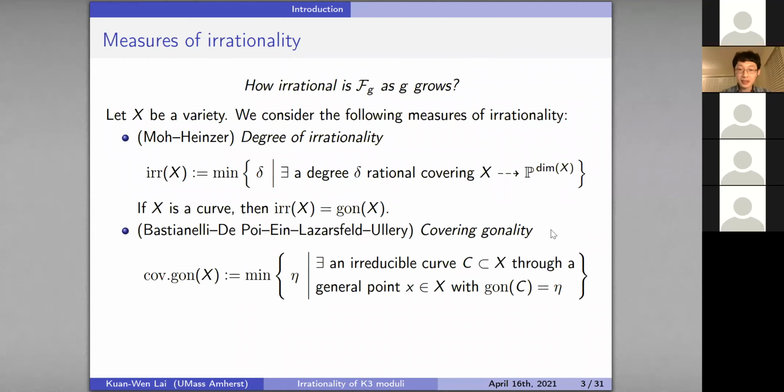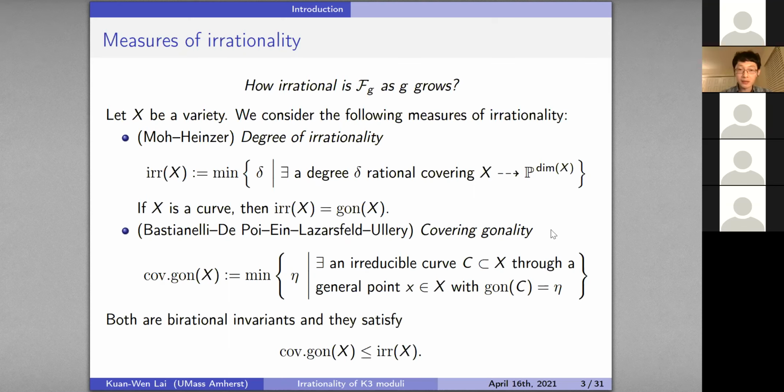The second measure of irrationality we also consider, used recently by these five people, is called covering gonality. It's defined as the minimal gonality of a curve passing through a general point x on the variety X. And we have the following facts about these two measures of irrationality. From the definition, you can see they are birational invariants, and they also satisfy this inequality.